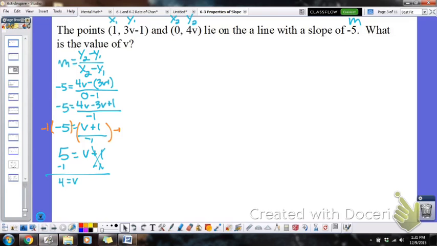So the solution to this problem is v is equal to 4. Now an important step in this is in this step right here. Whenever you subtract your y1, which was 3v minus 1, you have to make sure you put it in parentheses because you're subtracting all of y1. And when you put it in parentheses, you have to distribute the negative, which gives us the negative 3v plus 1 right here. Then it's just combining like terms and solving, giving us v is equal to 4.